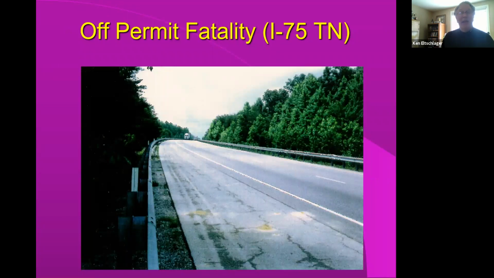Off permit, there was a fatality in Tennessee on Interstate 75. It wasn't a rock, it was a piece of mud that went through the windshield of a car and killed a person. So the problem there was explosive material was loaded into unconsolidated material. The blaster didn't talk with the driller, who should have told the blaster that there was unconsolidated material and you need to lessen the explosive column.